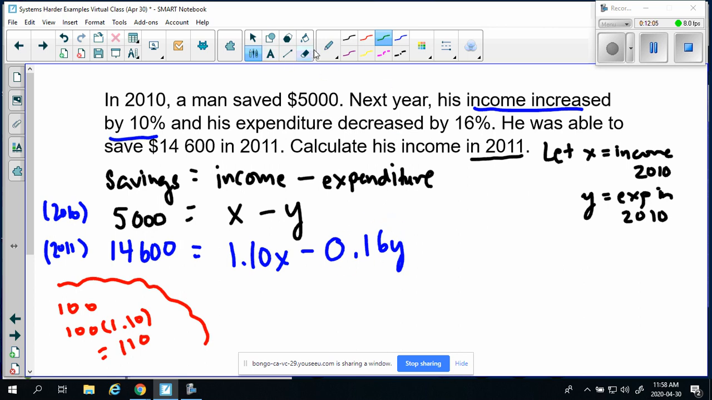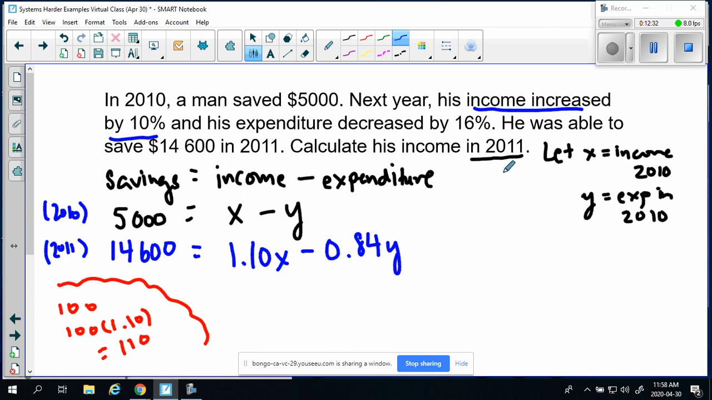Okay? So another way to think about this is that if he saved 16% of his expenditures, then he's only paying 84% of what he used to pay. So here you would put 0.84 times Y. And because of this 0 point, we know we are going to shrink that expenditure amount. Okay? And it's actually 84% of what it used to be.